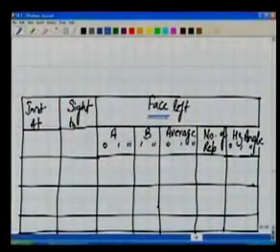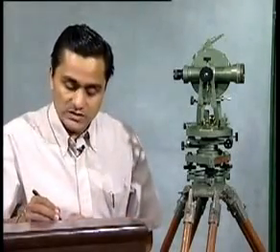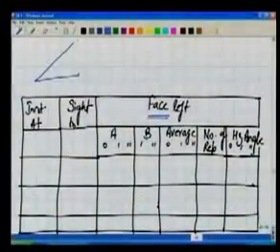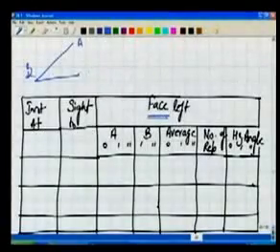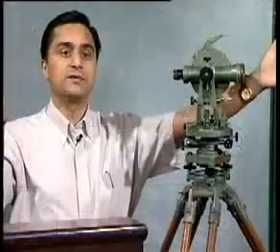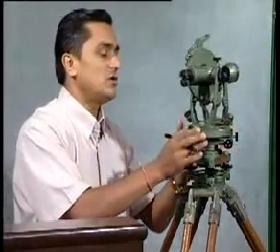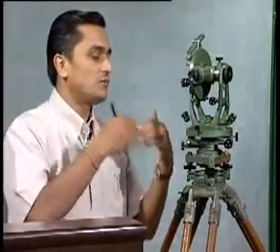Now what we do in the method of repetition, we will follow it here in the table as well as with the instrument. And please follow each and every step that I am doing. Well, as we had seen, we had to measure the angle A, B and C, and we are at point B. A is there and C is there. Okay, so very first step. Right now you have to follow with me what I am doing.